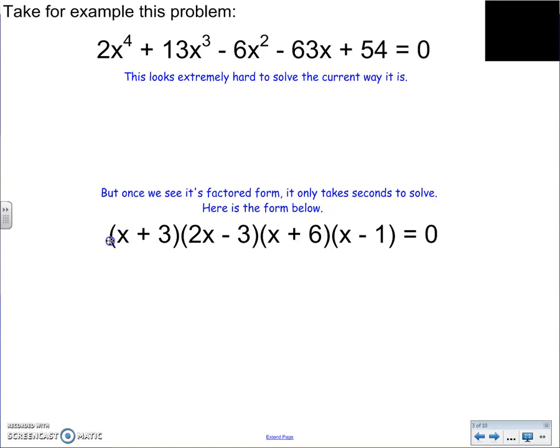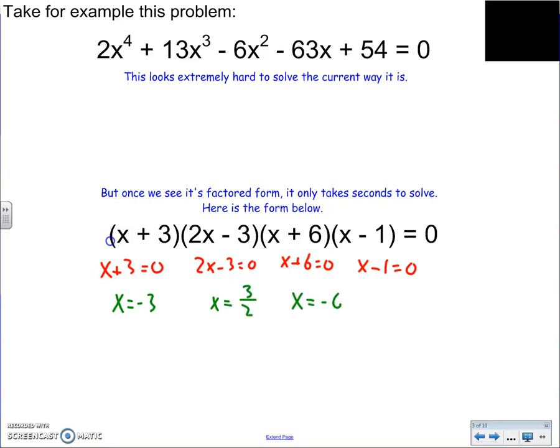We know this is a multiplication problem that equals 0. So one of these factors must equal 0. So set each factor equal to 0. I'll write them all in red. And then solve them. Remember, factoring makes these problems basically Algebra 1 linear equations. For the first one, you just subtract 3, you get negative 3. Second one, you add 3, divide by 2, you get positive 3 over 2. Third one, you subtract 6. Fourth one, you add 1. Those are our four answers, because this is a quartic equation, degree 4 equation.